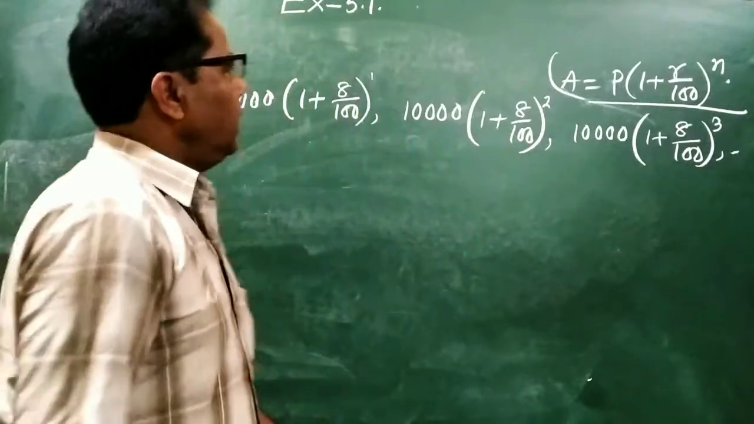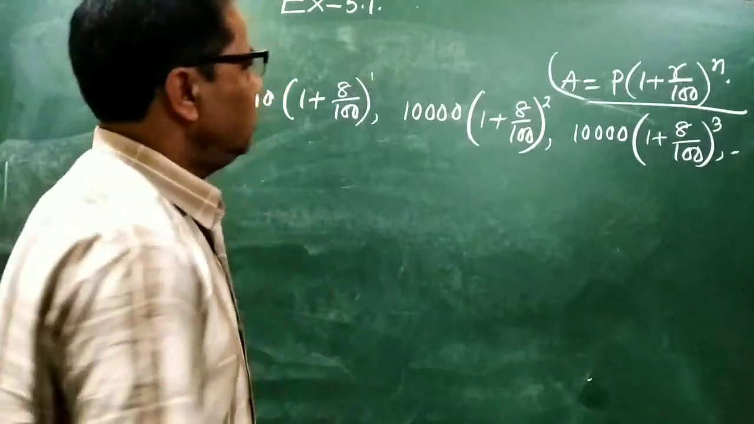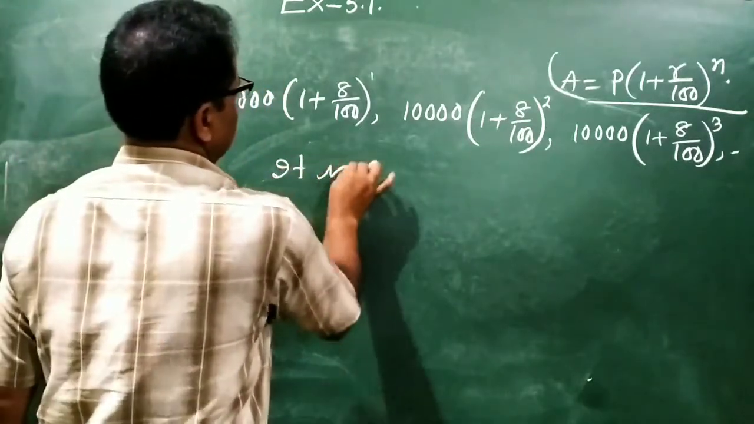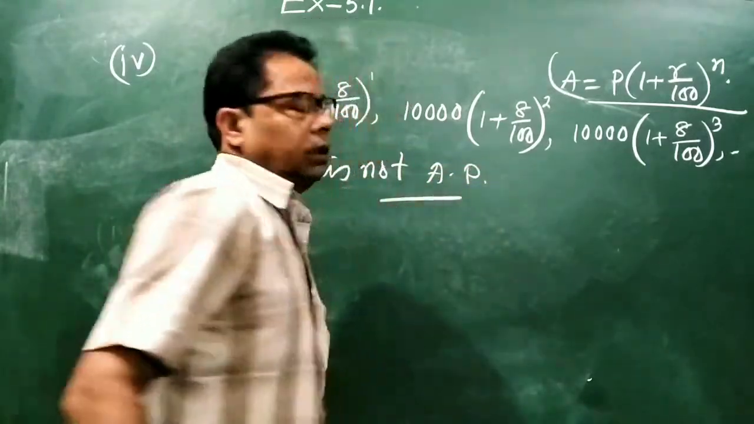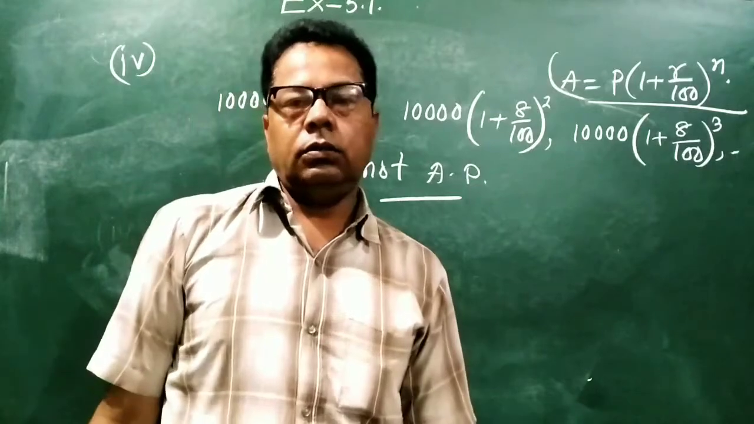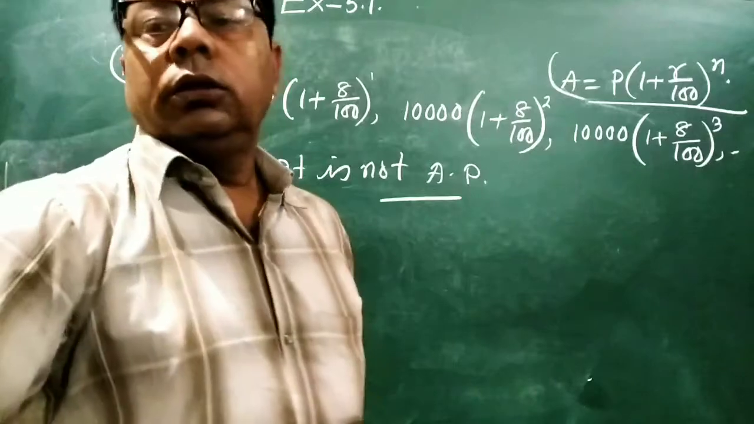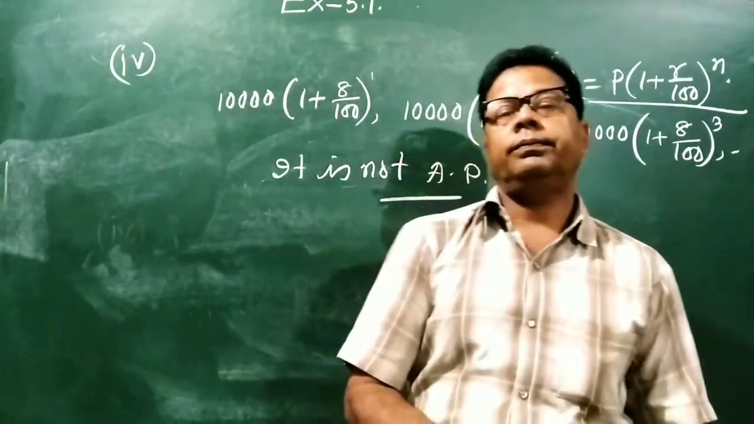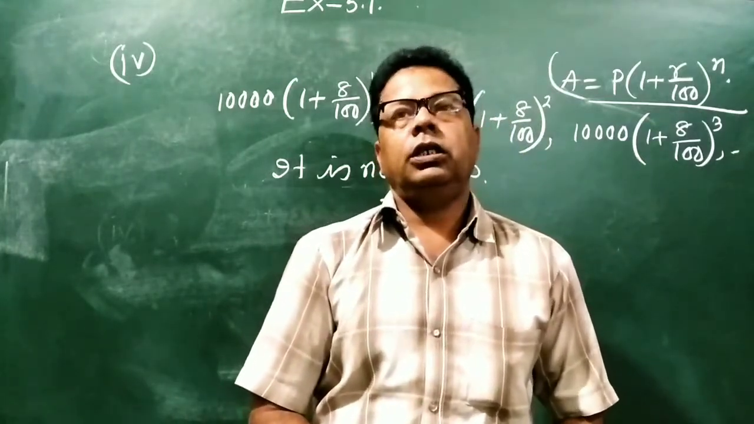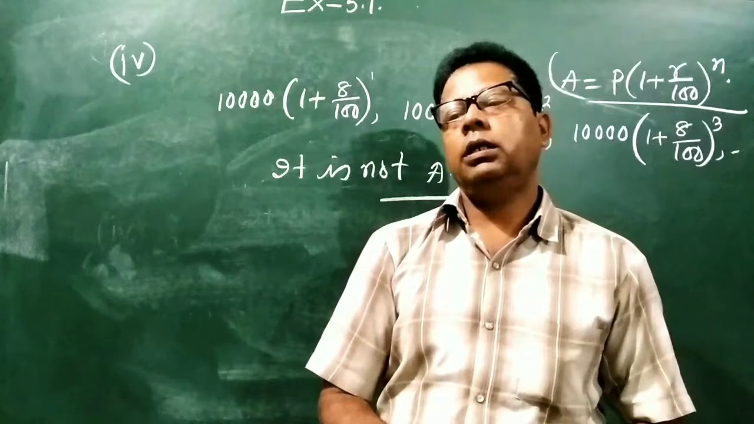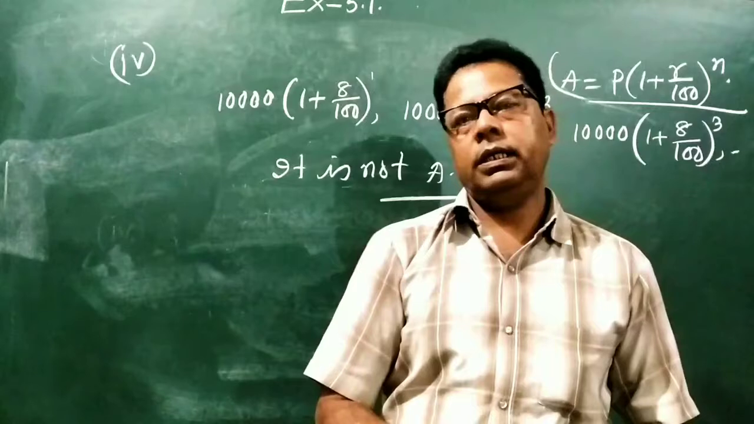Here we find these are not in any pattern, so it is not an arithmetic progression, because D1, D2, D3 are not equal. So today we have gained knowledge about arithmetic progression. What is arithmetic progression? When numbers are in sequence or in a pattern. So these numbers should be in a pattern.